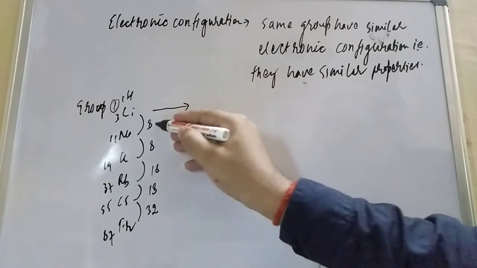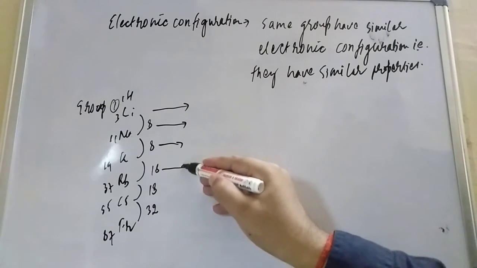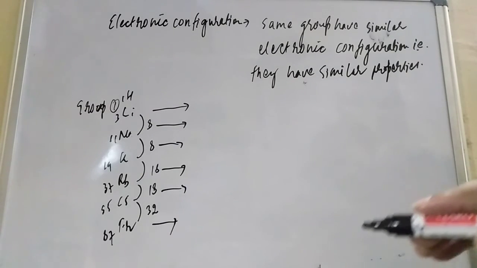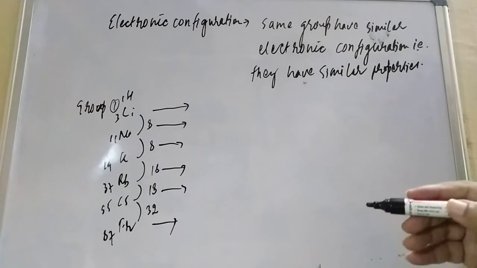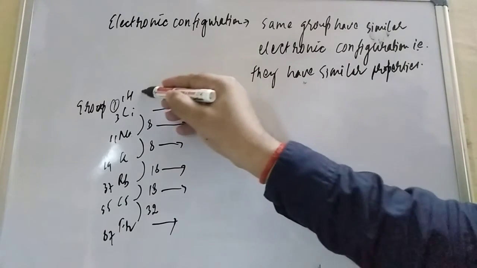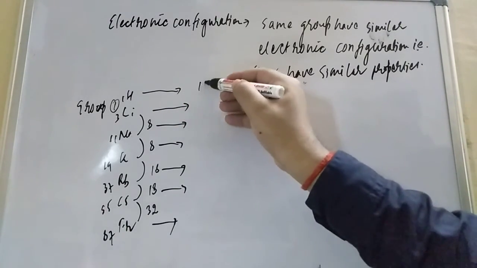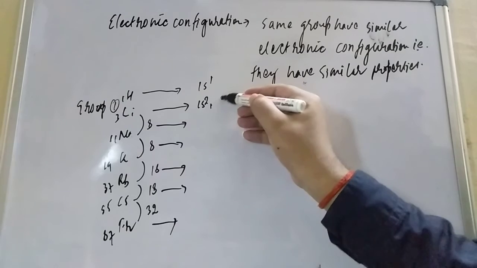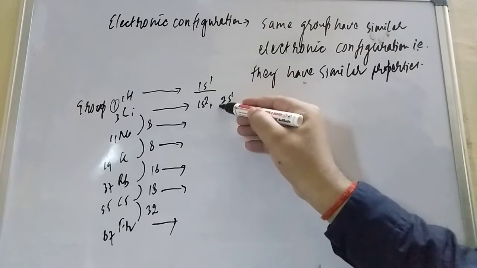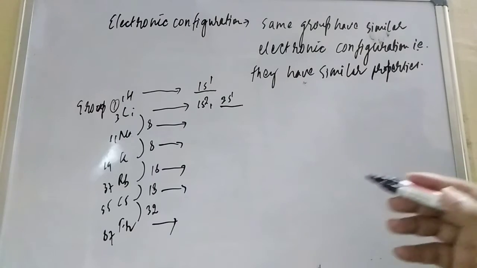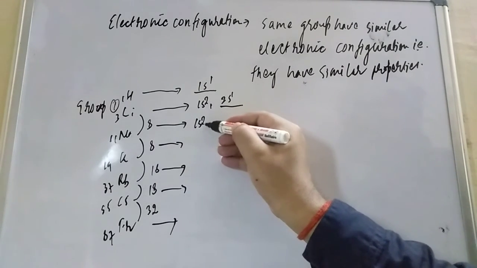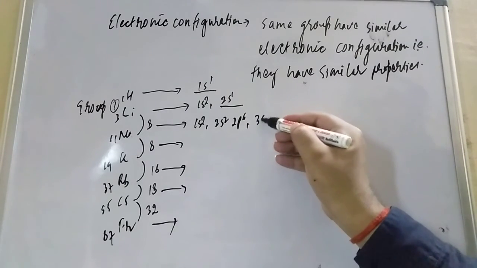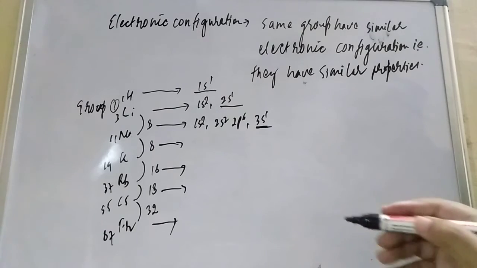Now you see the electronic configuration, student. The electronic configuration of these elements you already studied in the chapter on atomic structure. If you talk about hydrogen, student, hydrogen will be 1s1. Lithium is 1s2 and then 2s1. So you see, student, the valence shell electronic configuration is the same, so the same property will be there. For sodium, 1s2, 2s2 and what will come? 2p6, then 3s1. Again the same is coming, meaning similar properties.